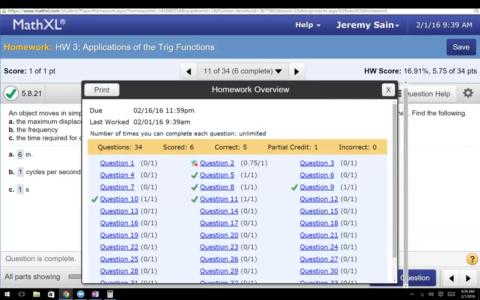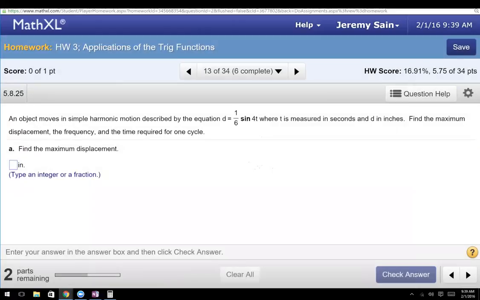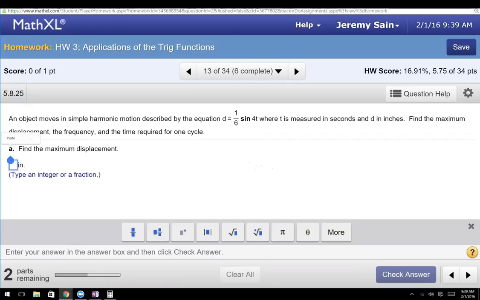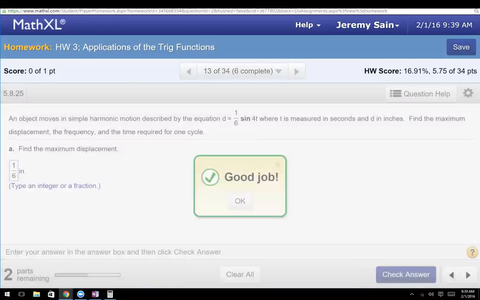All right, let's go to 13. Okay, another one, basically the same as the last question. What's the maximum displacement? 6. You will be happy though, Michaela, because all of these application questions came from the same section in the book, which means there's a lot of the same type of question. So instead of 2 questions that are alike and then something different, it's more like 5 questions that are alike and then something different.